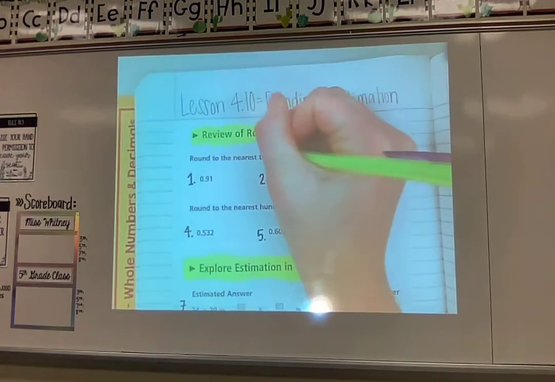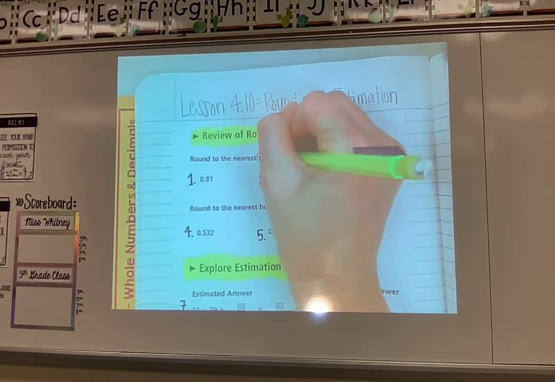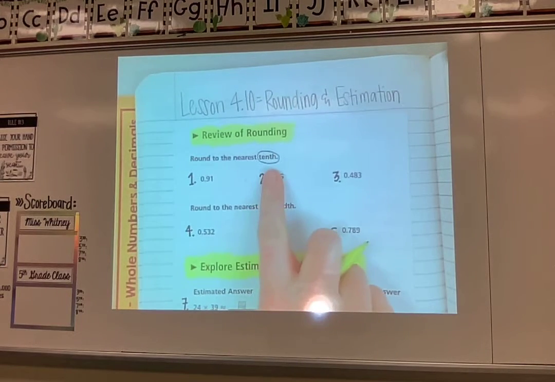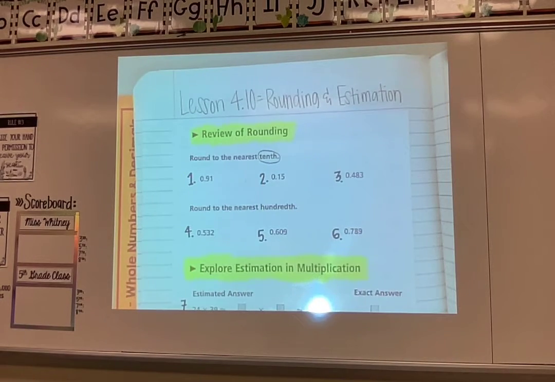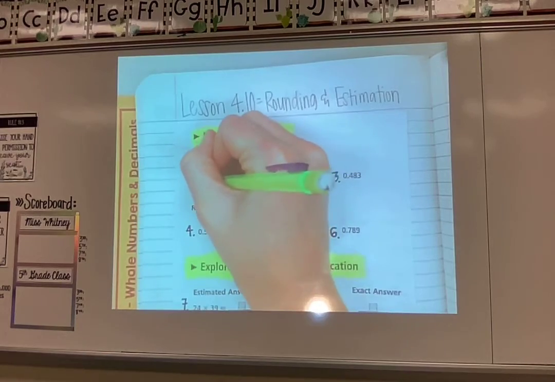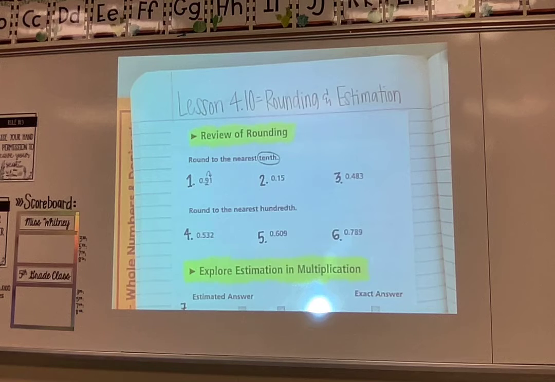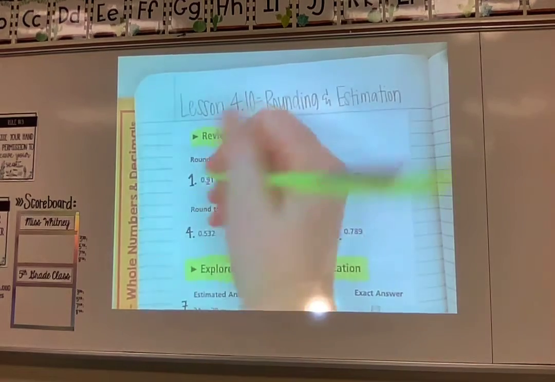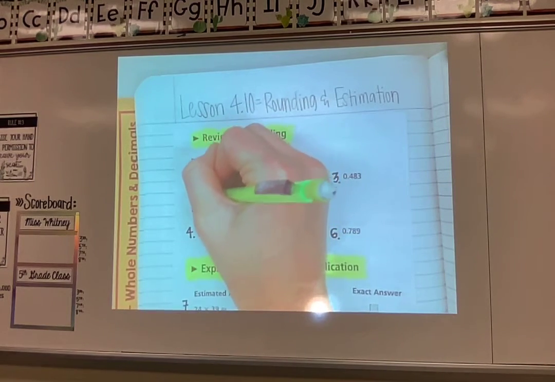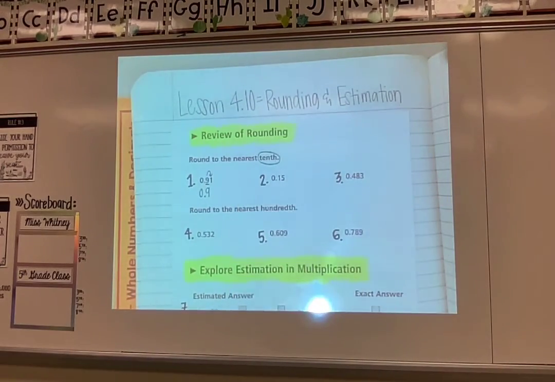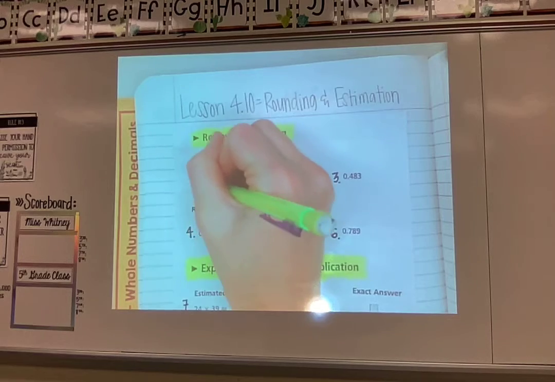Round to the nearest tenth. You have to pay attention to the place value. You have to know where you're rounding at. Remember, the tenths is the spot right behind the decimal. So on number 1, the 9 would be in the tenths spot. So I'm going to underline it, and then I'm going to look behind. Remember, 5 or more, let it soar. 4 or less, let it rest. This is less, so my 9 is going to rest and stay the same. Anything that comes in front, I'm going to copy down. Remember, anything behind it goes away, so 0.9.